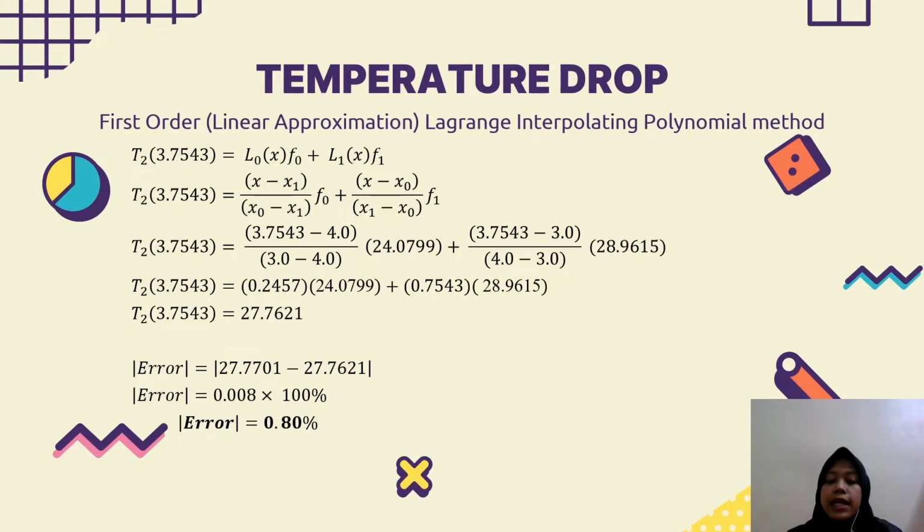27.7621. Then using the value of actual minus value of approximation, which is 27.7701 minus 27.7621, we can obtain the value of error, which is 0.80%.